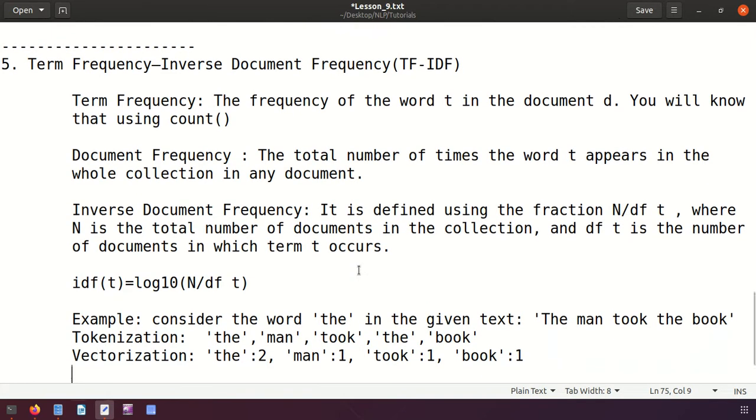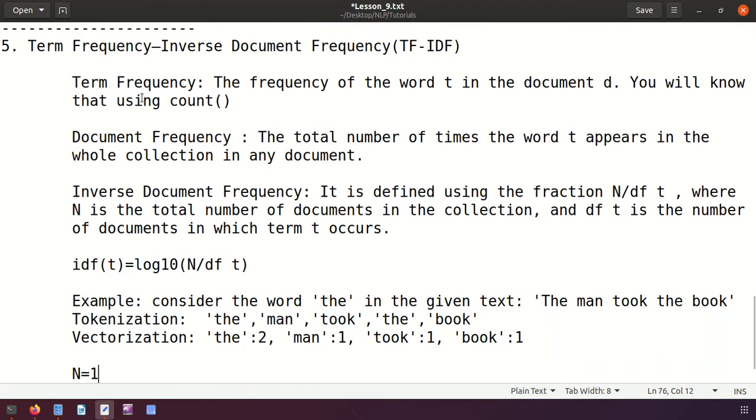Then we have another type of vectorization called term frequency inverse document frequency vectorization, or TF-IDF. Here, what do we have? We will be considering term frequency and document frequency. These two are so much important. So what do you mean by term frequency? Term frequency means the frequency of the word T in the document D.